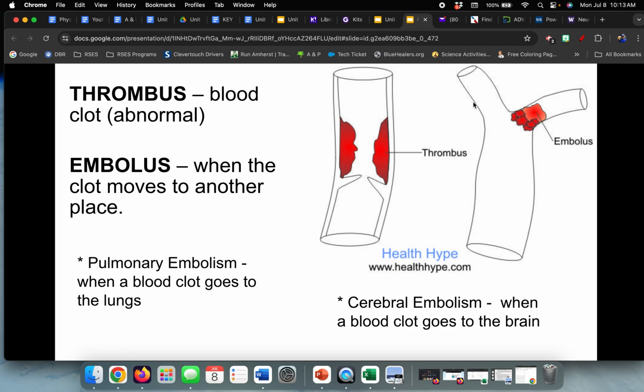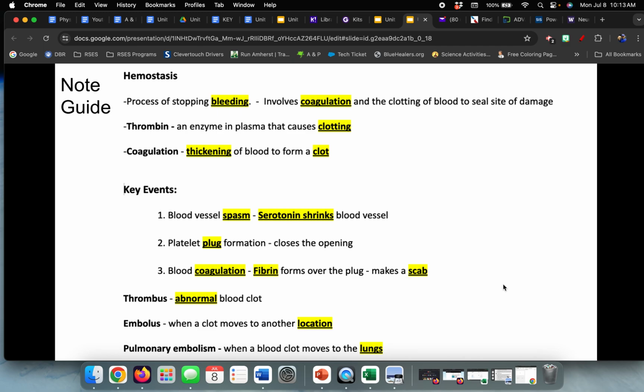So like a pulmonary embolism goes from wherever it happened, like say you have a leg cut, but that clot goes up to your lungs, and that could cause death. Cerebral embolism, brain clots, so these can be very bad things. And a lot of people who are prone to this are on blood thinners to prevent this. Go ahead, pause while you put all this into your notes.